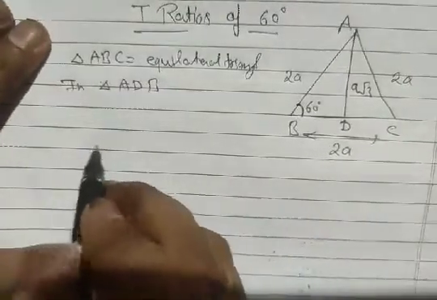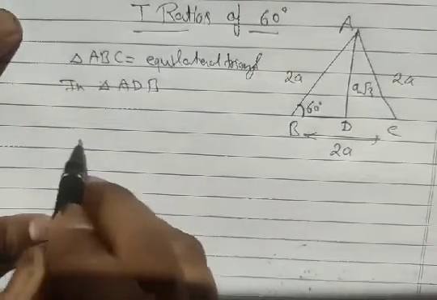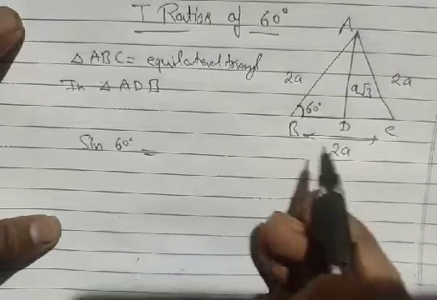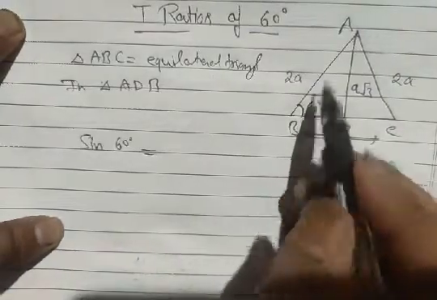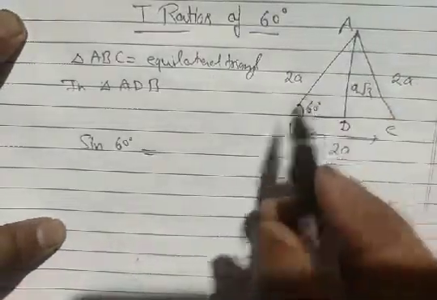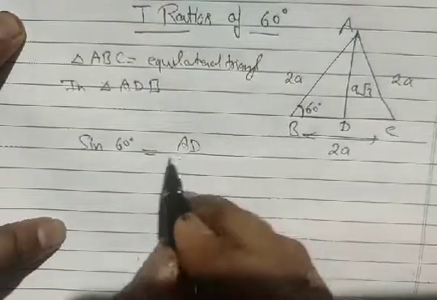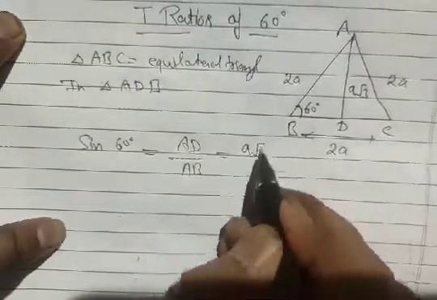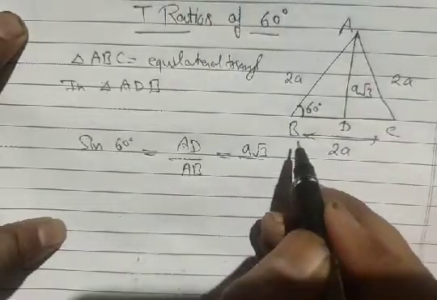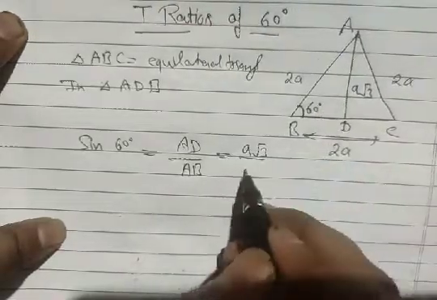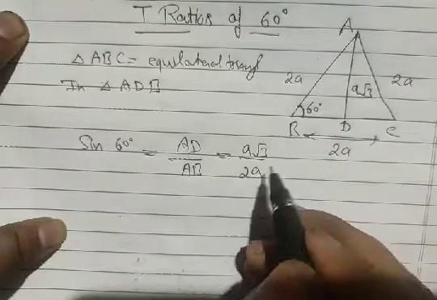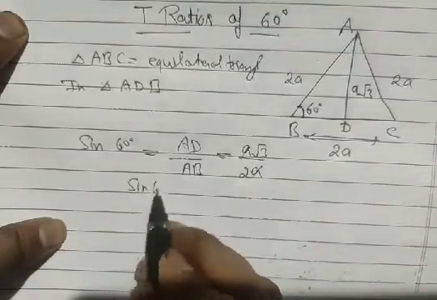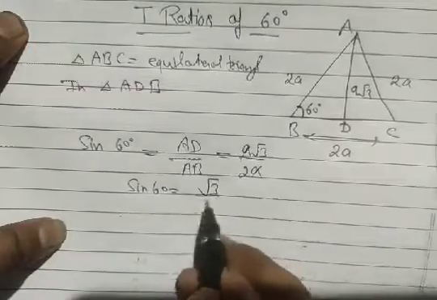Then what is sine 60? By definition, in this triangle, it is perpendicular to the hypotenuse. We have AD to AB. AD is A root 3 and AB is 2A. After solving, we get the value of sine 60 as root 3 by 2.